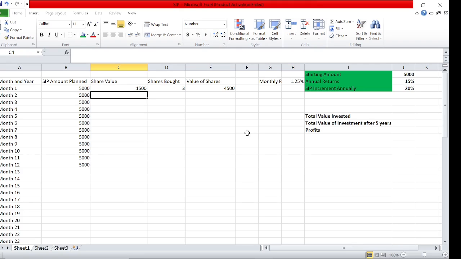So what I'm going to do here is the share price, which is 1,500, if it is growing at 1.25% per month, what will we do? We would say this number into that 1.25% growth plus this number again. This will give us the share price after 1.25% growth after a month. So 1,500 becomes 1518.8. Now I can just drag the formula. It will take the previous cell as reference in each case, as you know in Excel. So I just drag this simply.